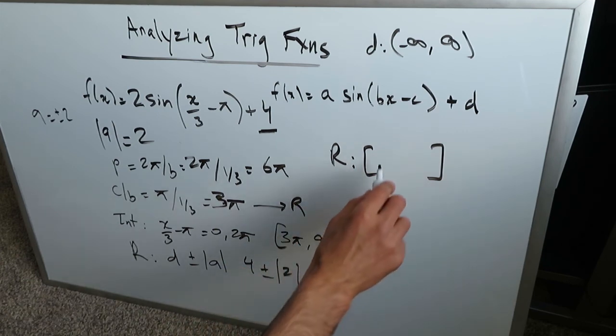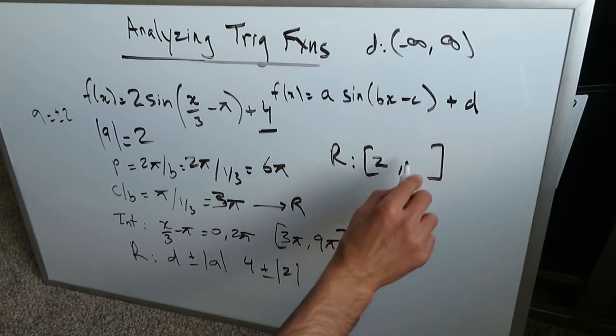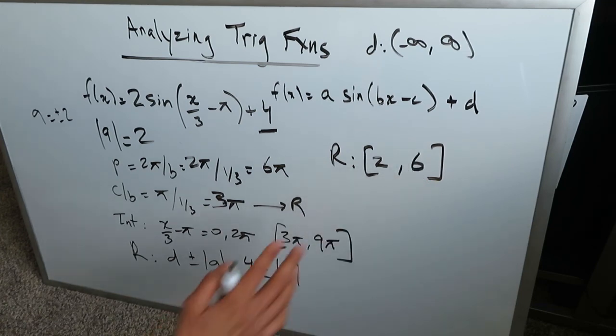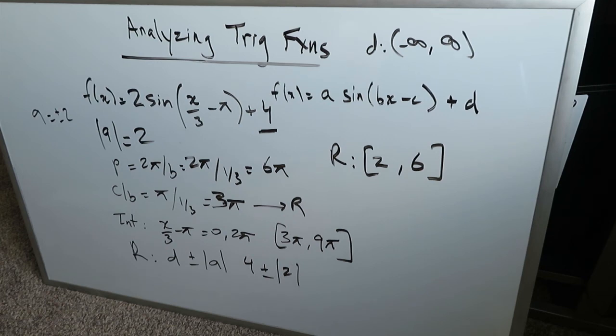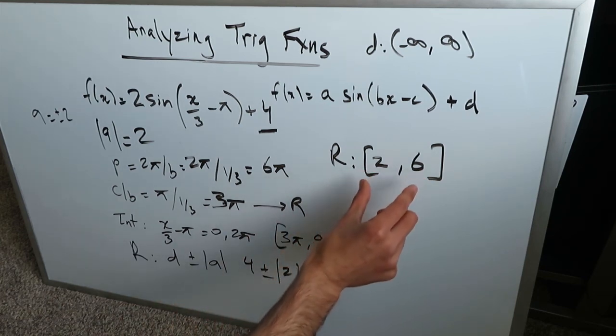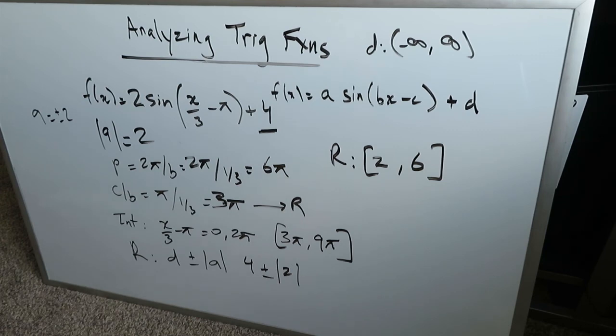4 minus 2 is a 2. 4 plus 2 is a 6. So the lowest point on the sine curve is 2 and the highest point on this sine curve is a 6. A difference of this, you can see there's a 4 over here. But you can see if you were to graph this, you'd have a graph which is twice as tall. It would have been moved up by 4 units.